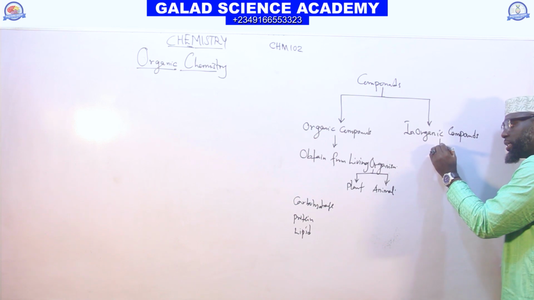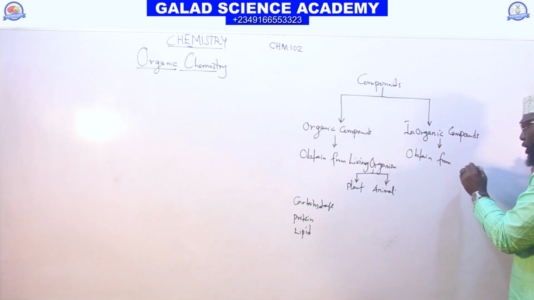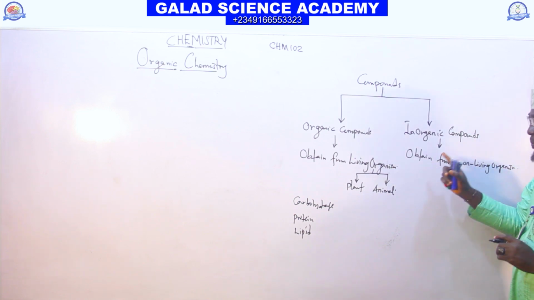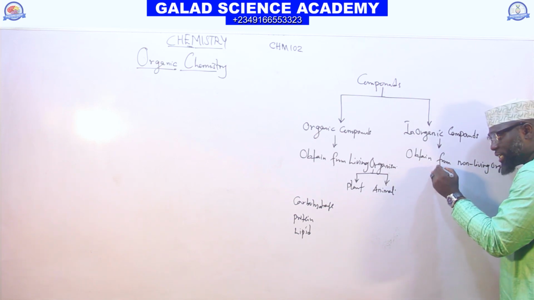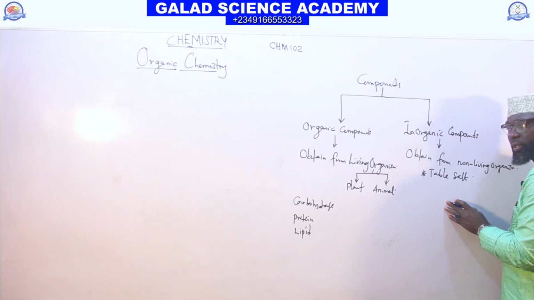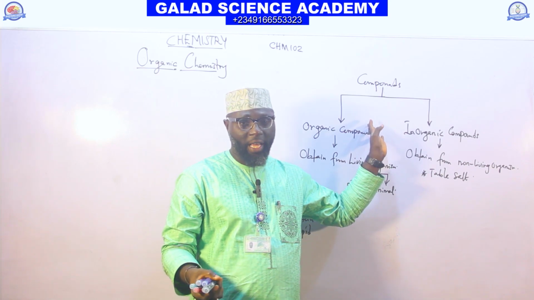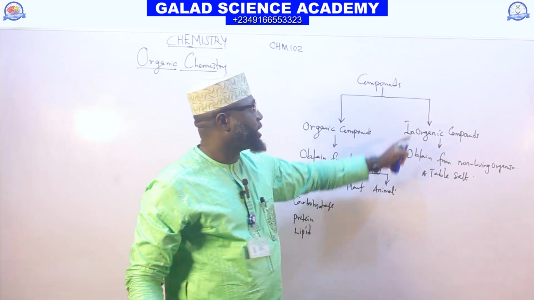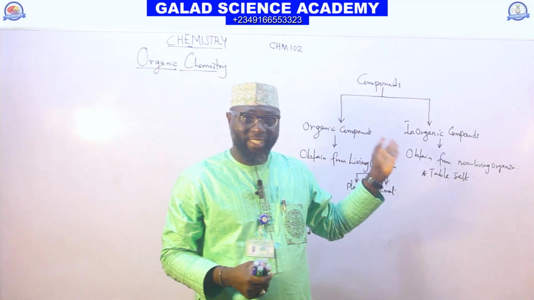As for inorganic compounds, they believed that an inorganic compound is a compound obtained from non-living things or non-living organisms, and that we can prepare them in the laboratory. An example of an inorganic compound is table salt. That was their belief in olden days: organic compounds are obtained from living organisms, and inorganic compounds from non-living things.